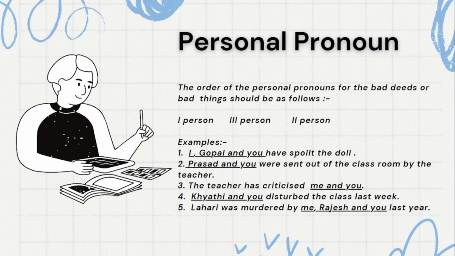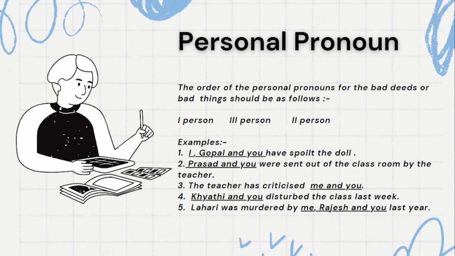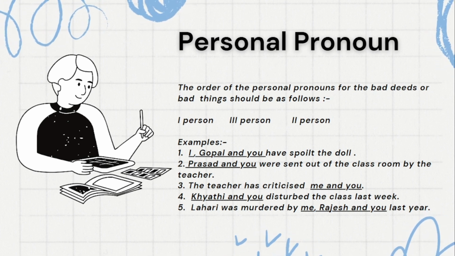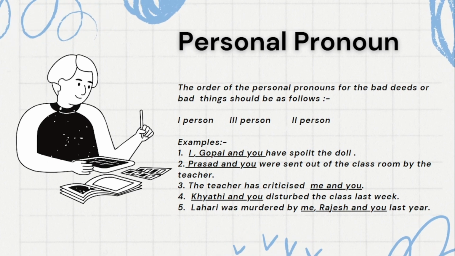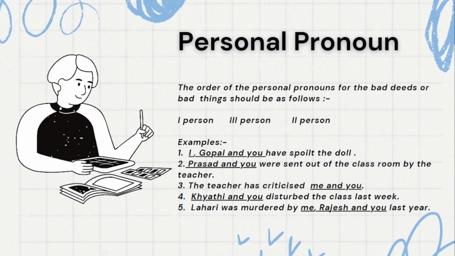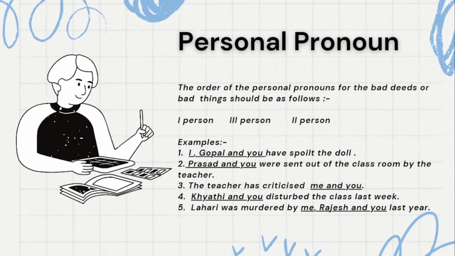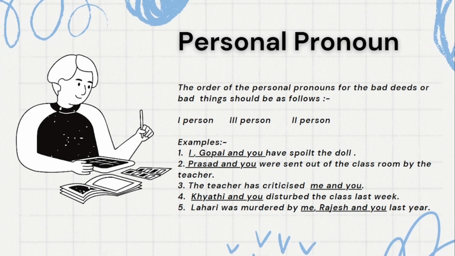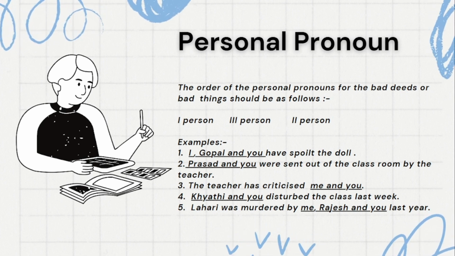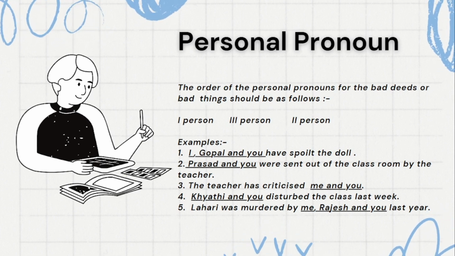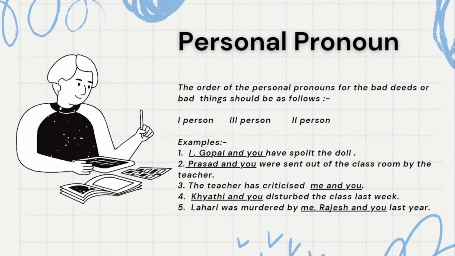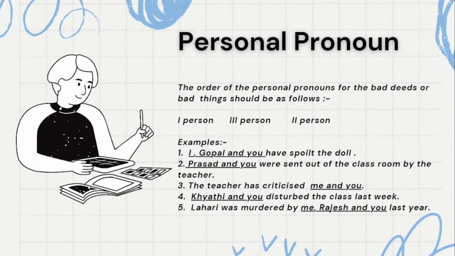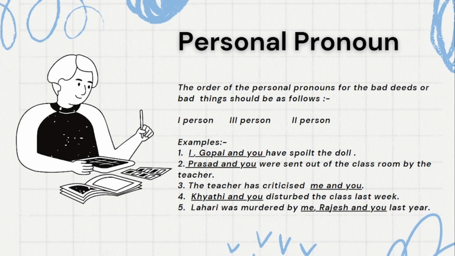First example. I, Gopal, and you have spoiled the doll. Does the sentence express a bad activity or not? Yes. What is the bad activity? Spoiling the doll. That is the bad activity. So what is the order of personal pronouns? First person, third person, and second person. In this sentence, what is the subject? I, Gopal, and you, that is the subject. Here, I, first person; Gopal equal to he, third person; you, second person. Do you understand? Next, second example.